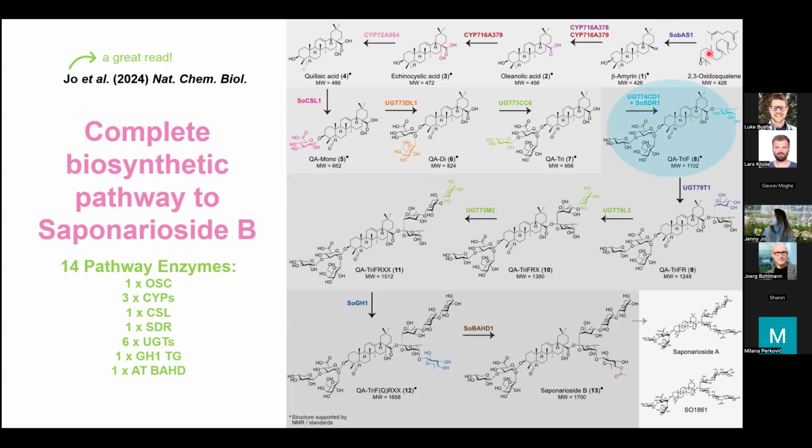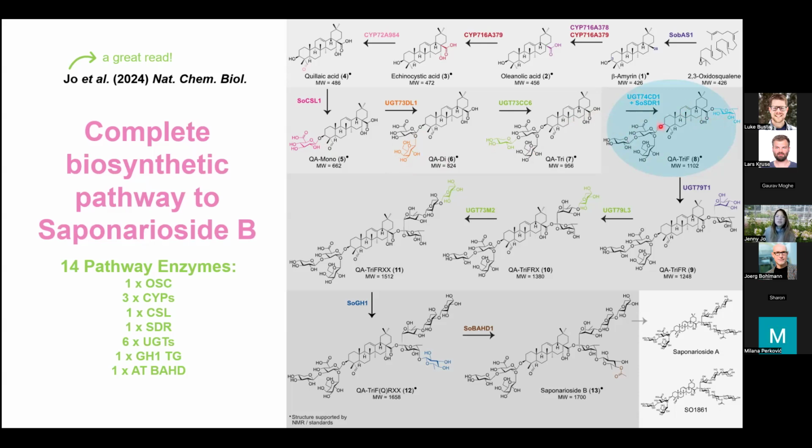So from oxidosqualene, we made our quillic acid backbone, and then we've added a glucuronic acid, a galactose, and a xylose, and then we are here. And the next sugar to add on the C28 is this D-fucose.